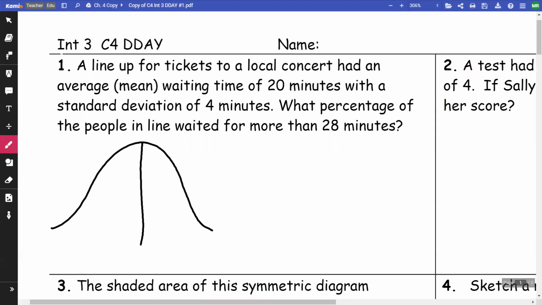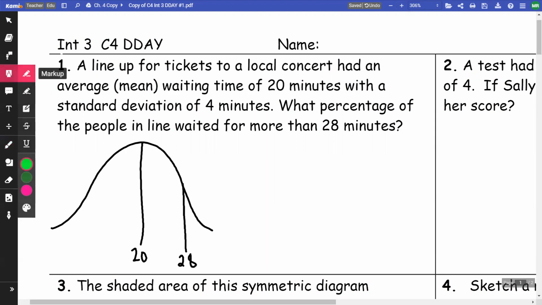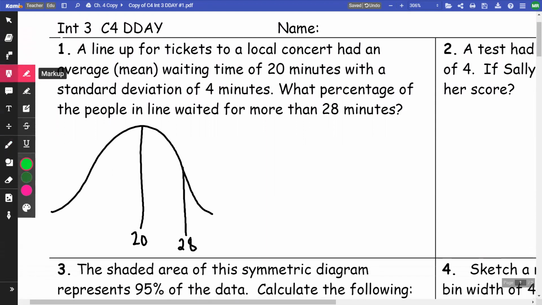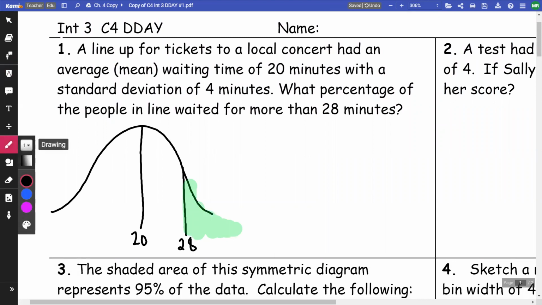My mean is 20 minutes. We want to know what is the percentage of people who've lined up and waited for more than 28 minutes. So let's say this is 28. And so I am looking to get this area, from 28 to positive infinity.